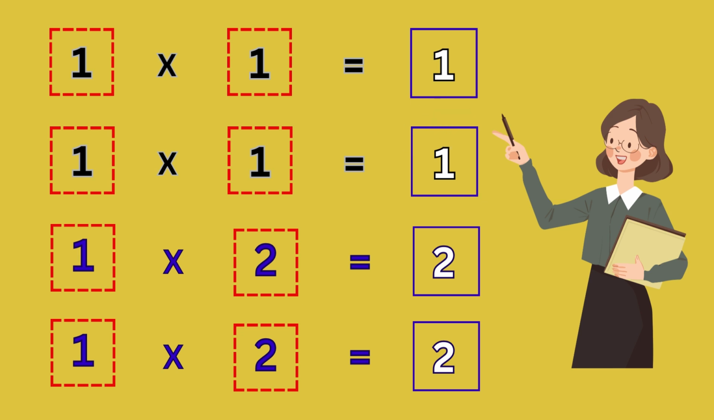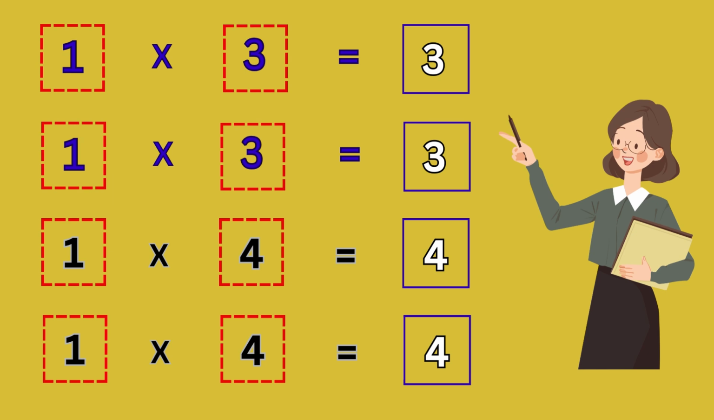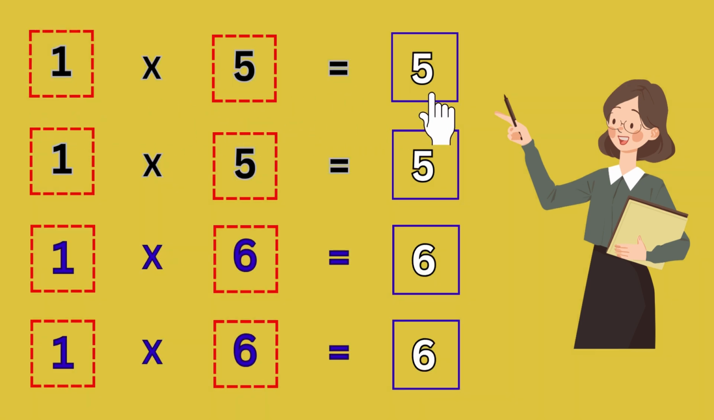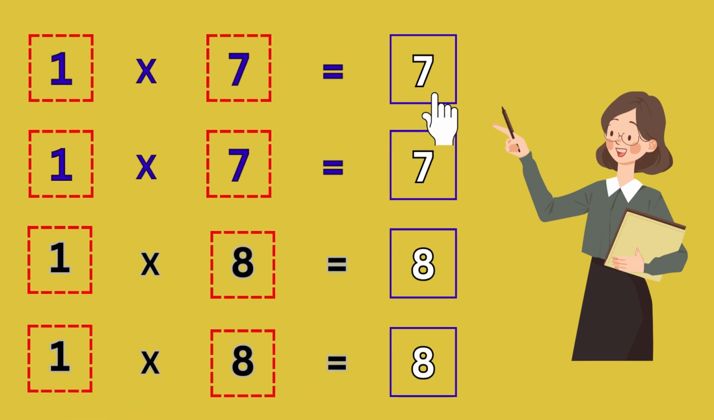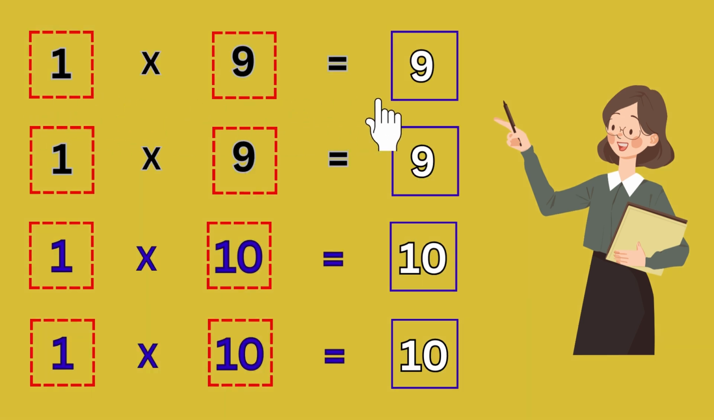1 ones are 1, 1 twos are 2, 1 threes are 3, 1 fours are 4, 1 fives are 5, 1 six are 6, 1 sevens are 7, 1 eights are 8, 1 nines are 9, 1 tens are 10.